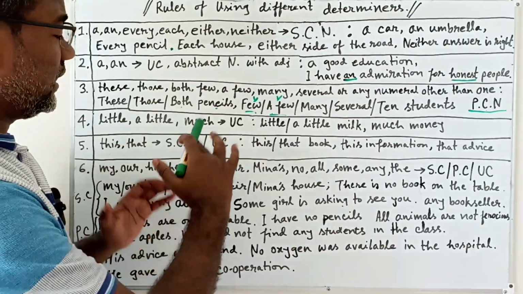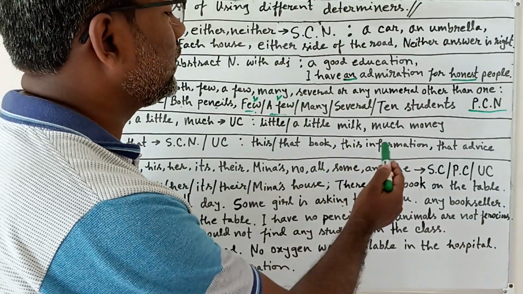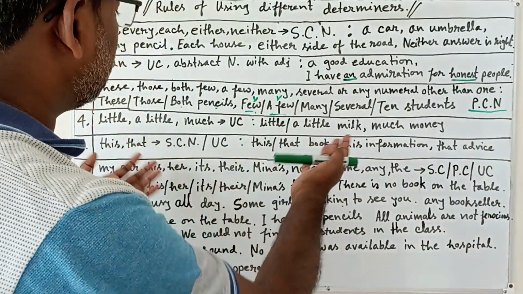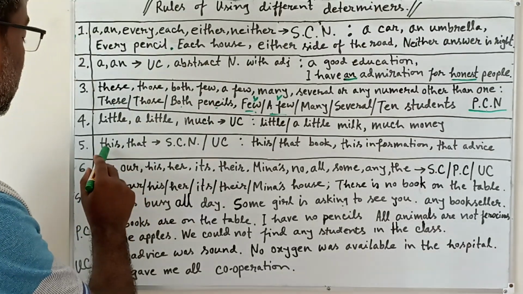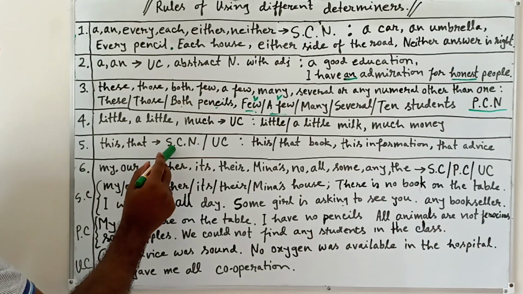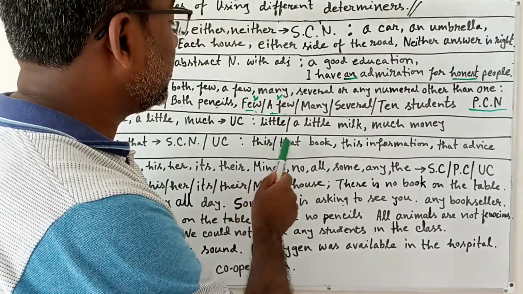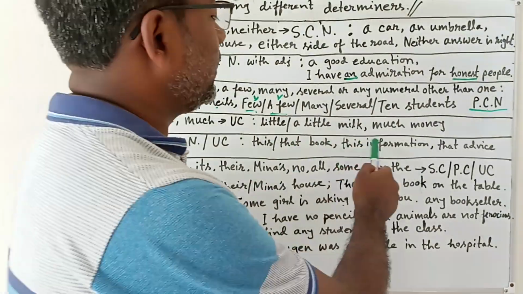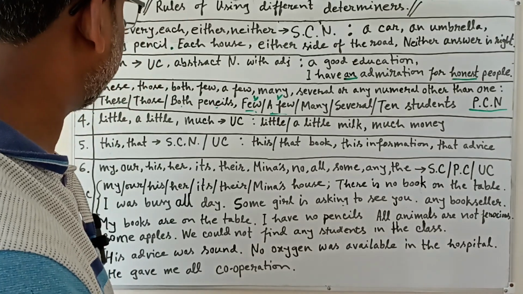Much, much means a lot of. Little milk, a little milk, much money. So these are the examples. You have to practice these determiners. Number 5, this, that go with singular countable and uncountable. For example, this book, that book. This information, that advice. Information and advice are uncountable noun.